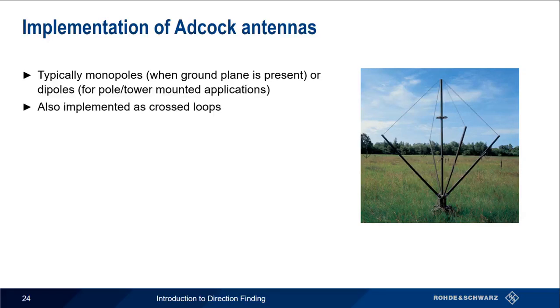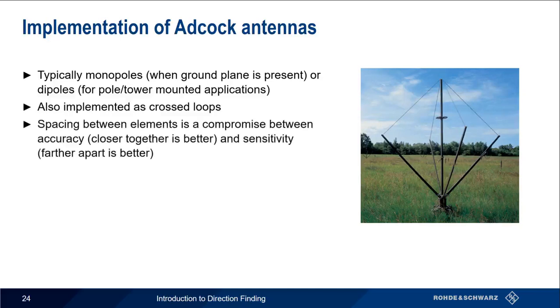With regards to the arrangement of the elements, the biggest question is how far apart to space the elements. This spacing is a compromise between accuracy and sensitivity. Placing the elements closer together gives us higher accuracy, but we get better sensitivity when the elements are spaced further apart. Note that in some cases, additional pairs of Adcock antennas can be used to overcome some of these constraints, but this is relatively uncommon in practice.